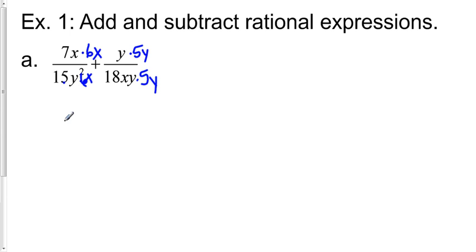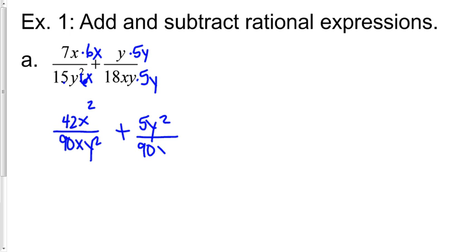Okay, so now let's rewrite each fraction. 7x times 6x is 42x squared over, our common denominator here is 90xy squared. We're going to add to that 5y squared over 90xy squared. Okay, so now that we have a common denominator, we're simply going to add across the top.